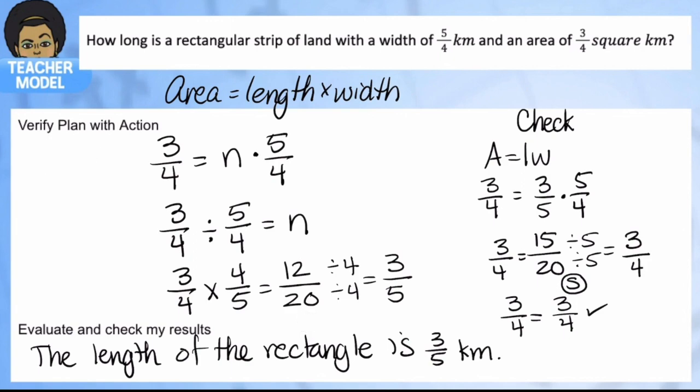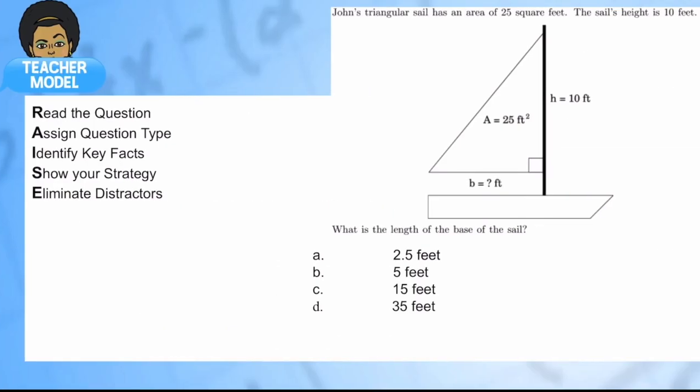And let's jump into our second problem. This one is actually multiple choice, so we're going to use RAISE. Let's start that first step by reading the question. John's triangular sail has an area of 25 square feet. The sail's height is 10 feet. What is the length of the base of the triangle?